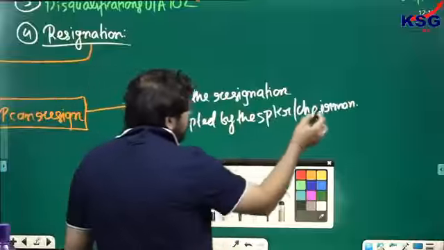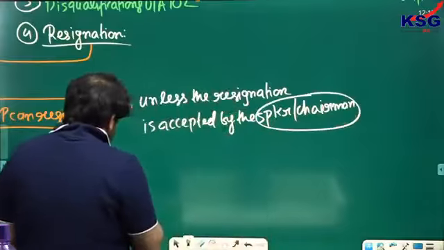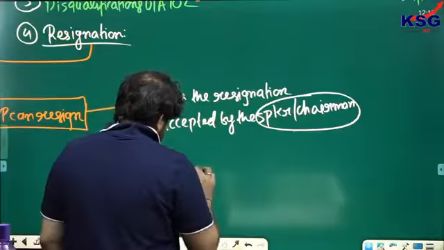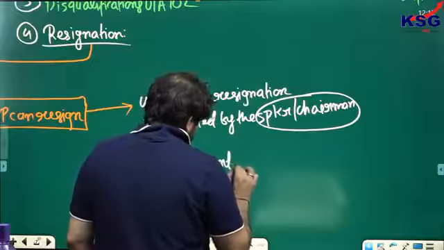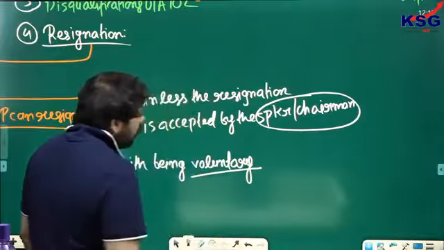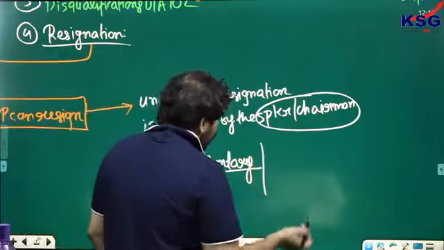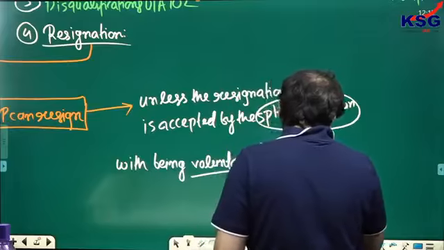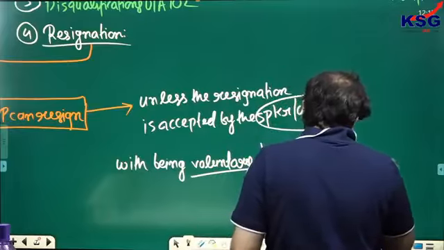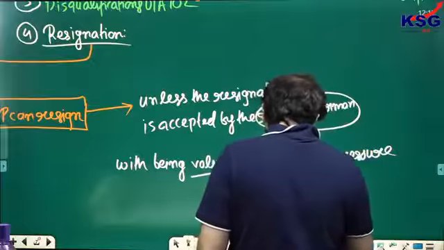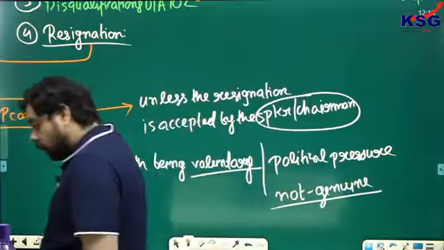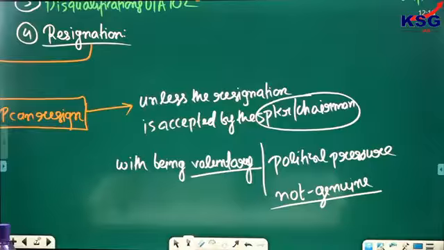And if the speaker or the chairman feel that the resignation has been given without it being voluntary, or under some kind of political pressure, which has questioned its genuineness, then the speaker of the Lok Sabha and the chairman of the Rajya Sabha can reject the resignation of the member of parliament.